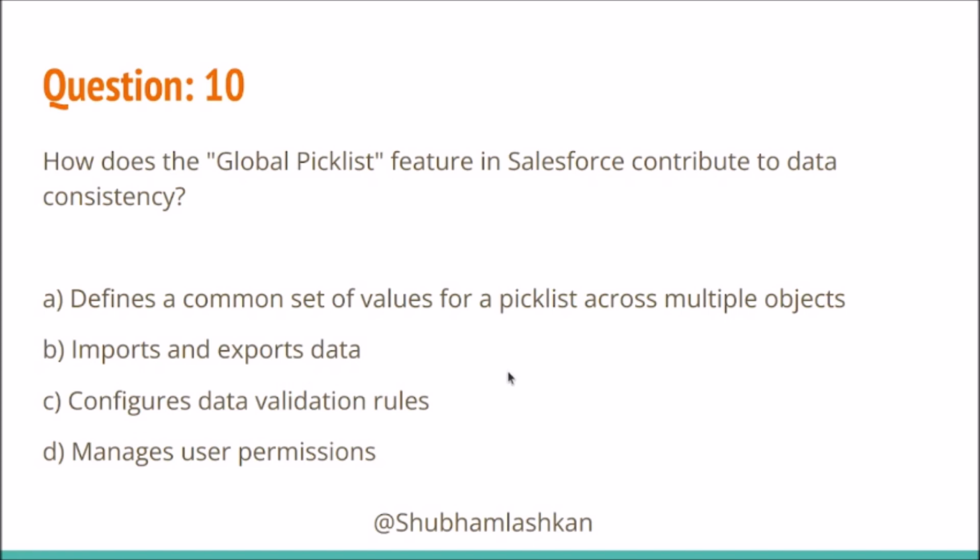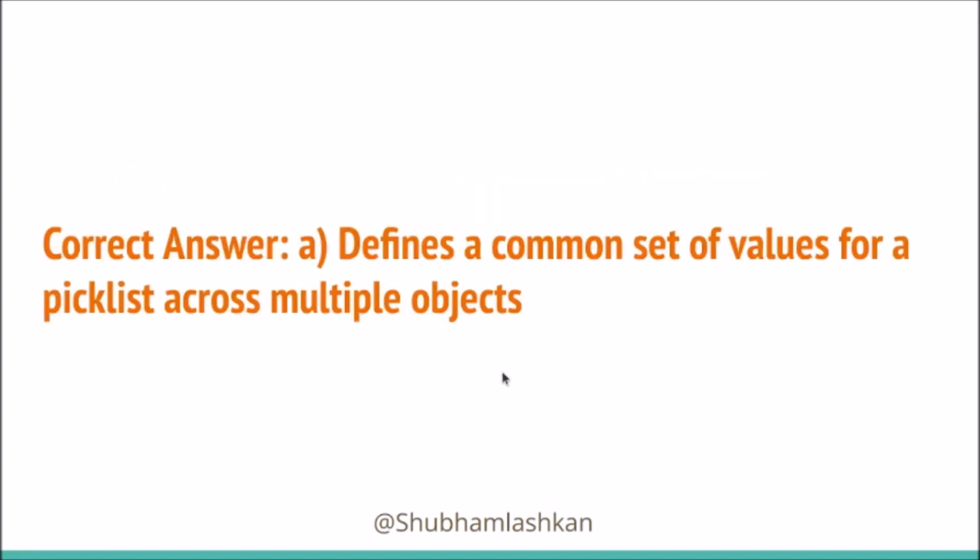Let's see the answer of this question number 10. And the correct option is option A, define a common set of values for a pick list across multiple objects.